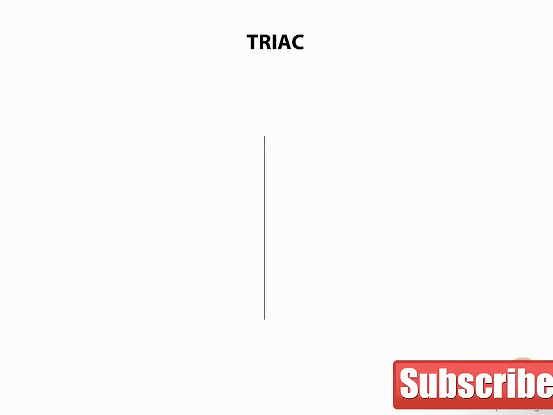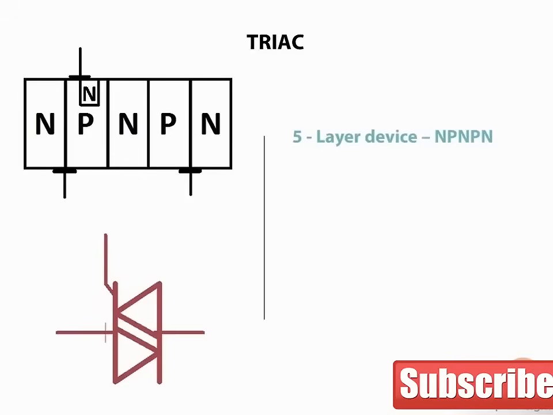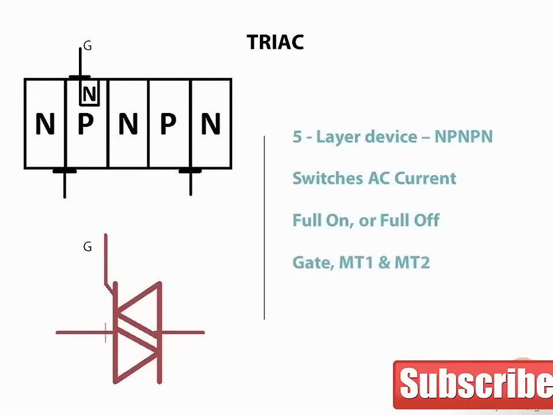The TRIAC is also a thyristor, and it is a 5-layer device. Here's the schematic symbol. It switches AC current. Like the SCR, it is either full on or full off. Unlike the SCR, it is not latching. The terminals are gate, main terminal 1, and main terminal 2, MT1 and MT2 for short. Placing a small current on the gate will cause the TRIAC to conduct. Removing the current stops the current flow through the TRIAC.